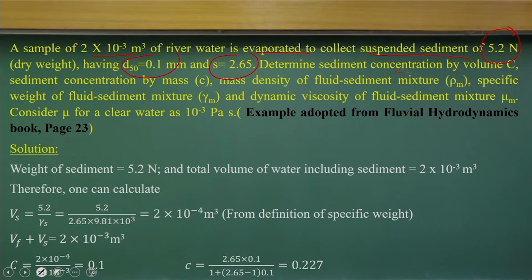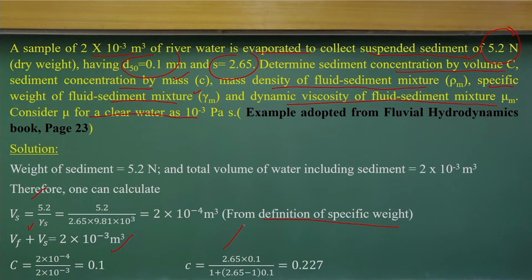Then you try to compute the C value, that is the sediment concentration by volume, and the sediment concentration by mass. Then you want to find the mass density, the specific weight, and the dynamic viscosity of the fluid-sediment mixture, given the mu for clear water. These are very simple problems, just to apply the formulas we discussed earlier. The only basic difference is that from the specific weight we can find the Vs value, we know the Vf value, and then we can compute capital C and small c.